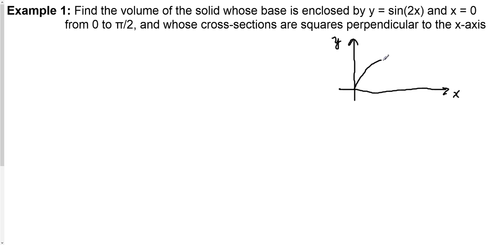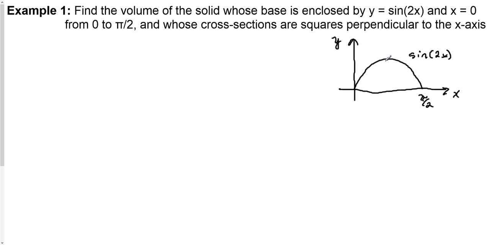So that's going to look something like this. It's just going to be a regular sine function, and it only goes as far as pi over 2, because at pi over 2, sine 2x is equal to sine pi, which is just back to 0 again. So this is our function sine 2x, which sort of encloses our base.